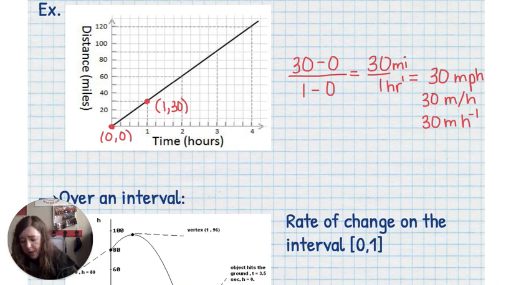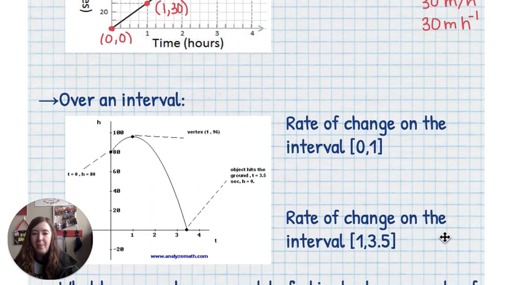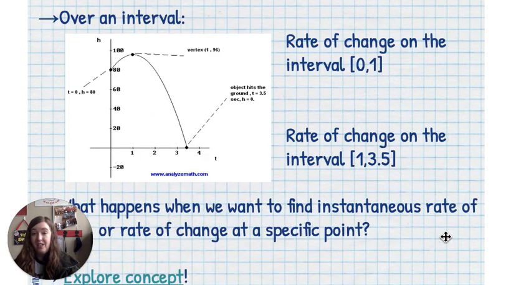Now, if we picked other points on this graph, like maybe here, when we are at 390, we could still subtract our y's, subtract our x's, and divide and still get that same rate of change. Because that's a line, right? Slope, you're going to have the same slope between each and every point. So what happens when we don't have a line? How do we find the rate of change?